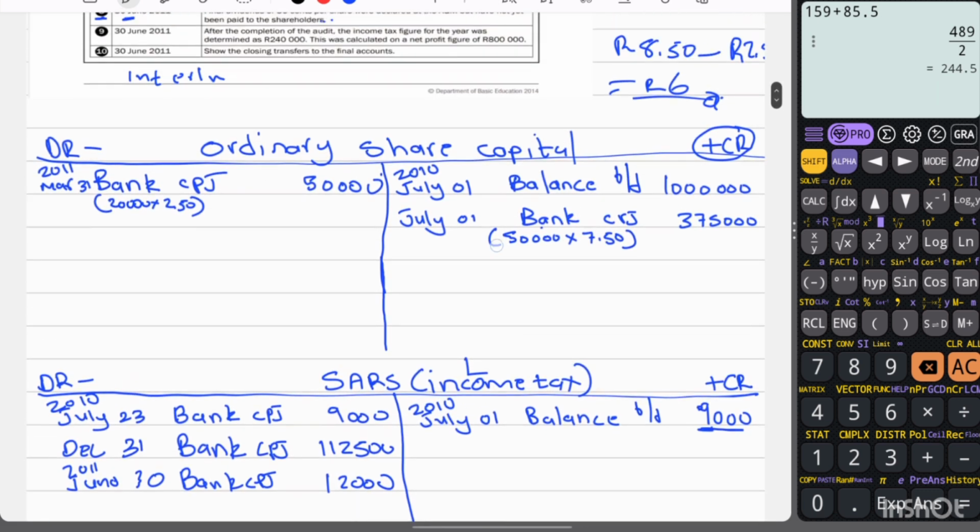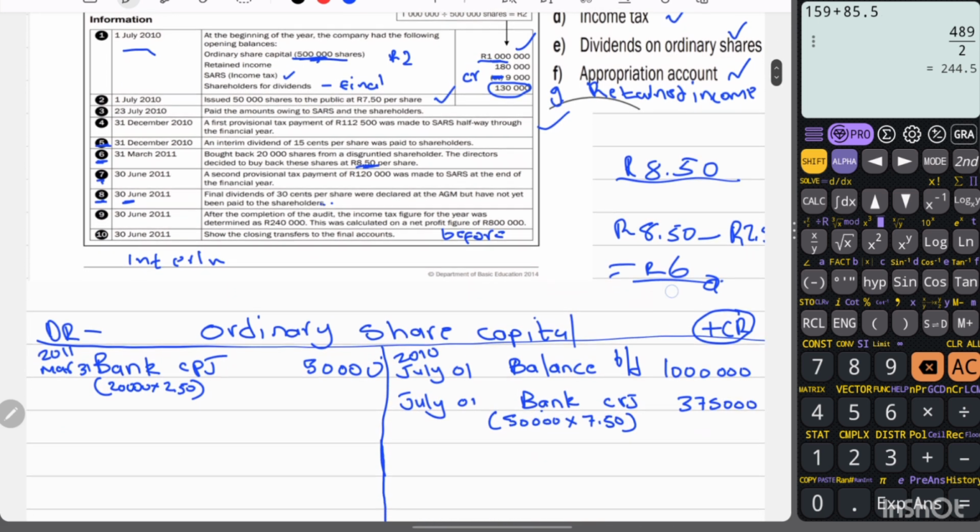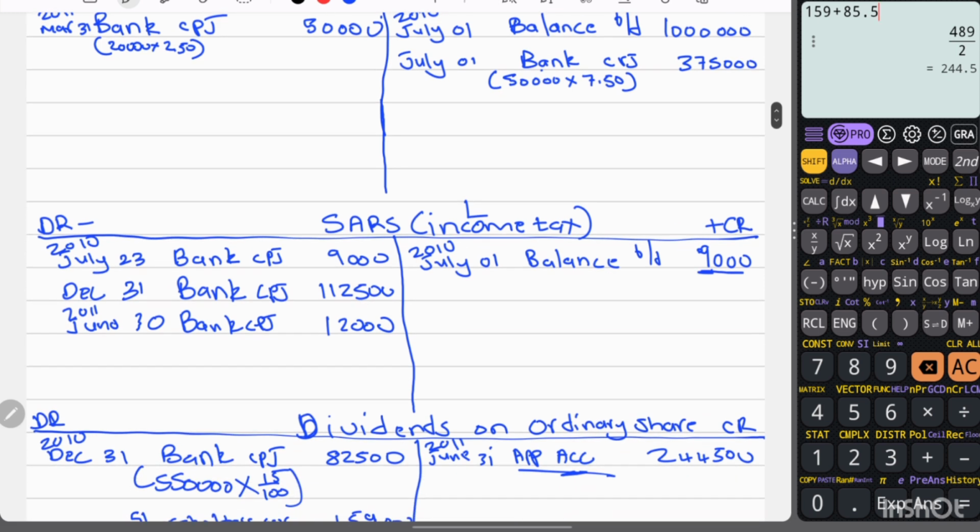All right, let's continue now with our information. 30 June 2011, and then after the completion of the audit, the income tax figure for the year was determined as 240,000. This was calculated on the net profit figure of 800,000. So we are given everything. We are given the income tax, we are also given the net profit before tax, but they were supposed to specify here. Let me just say before tax.